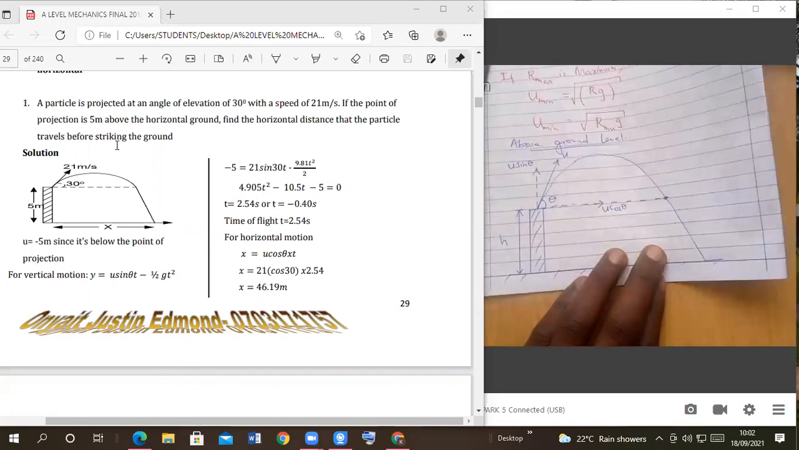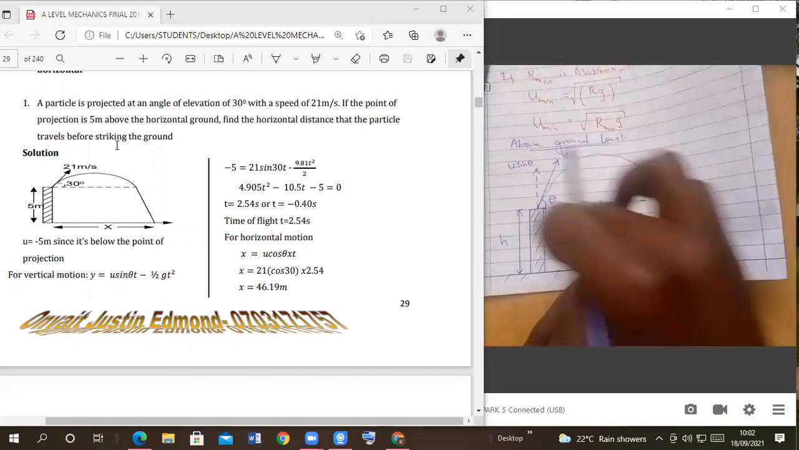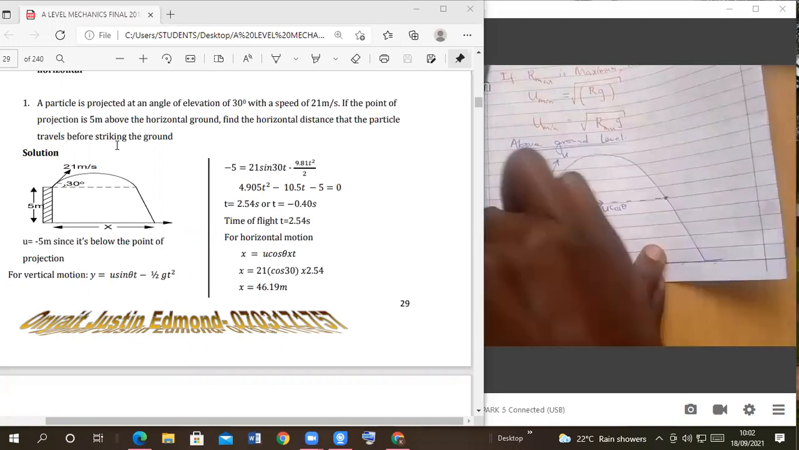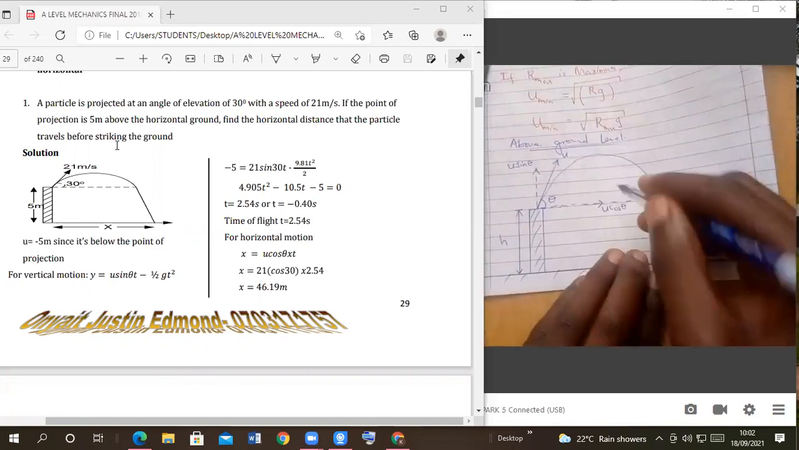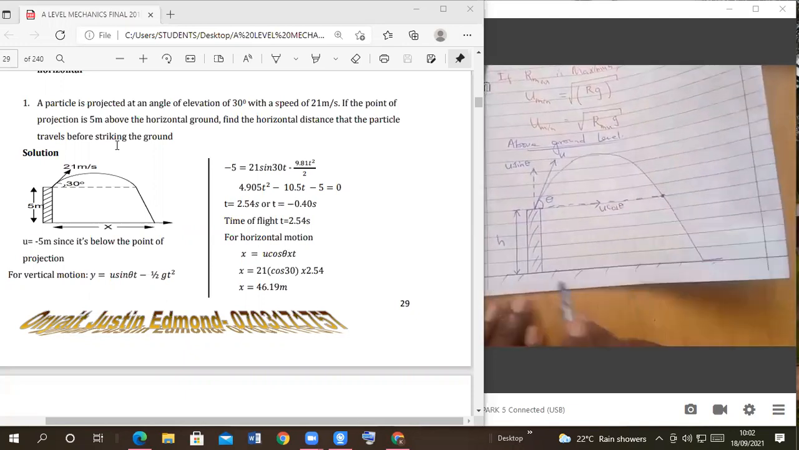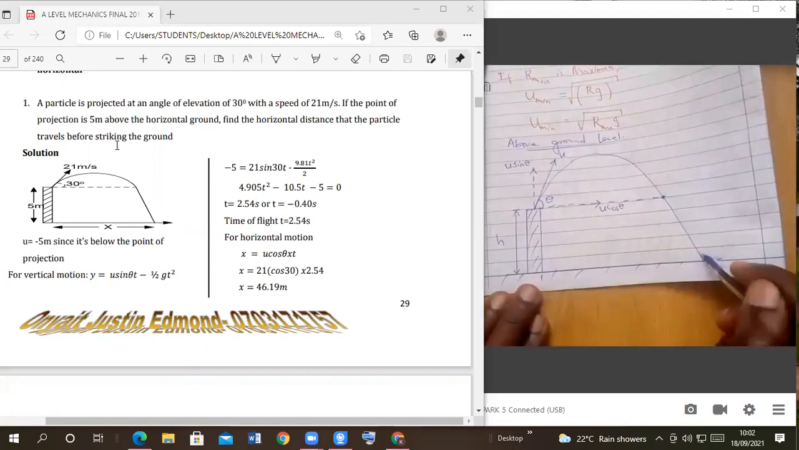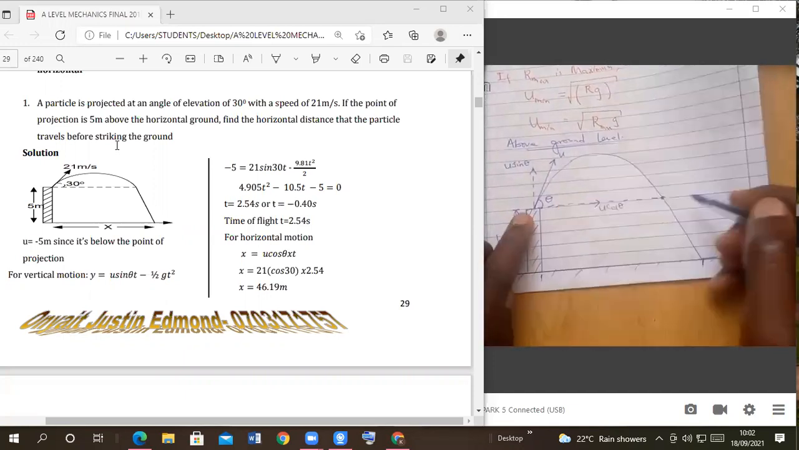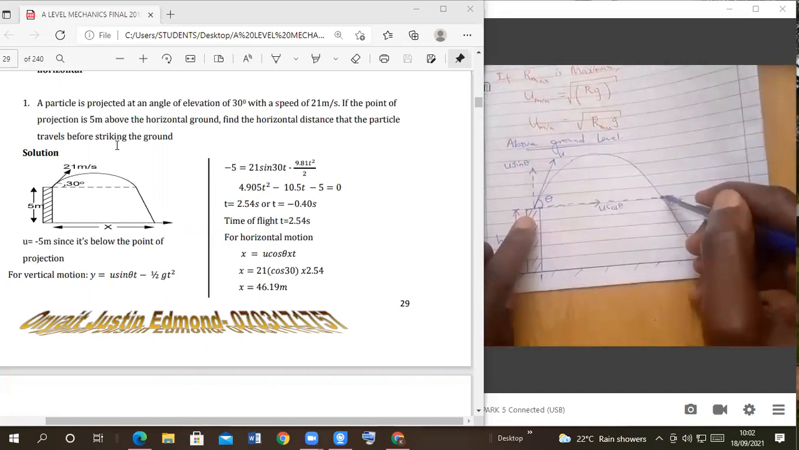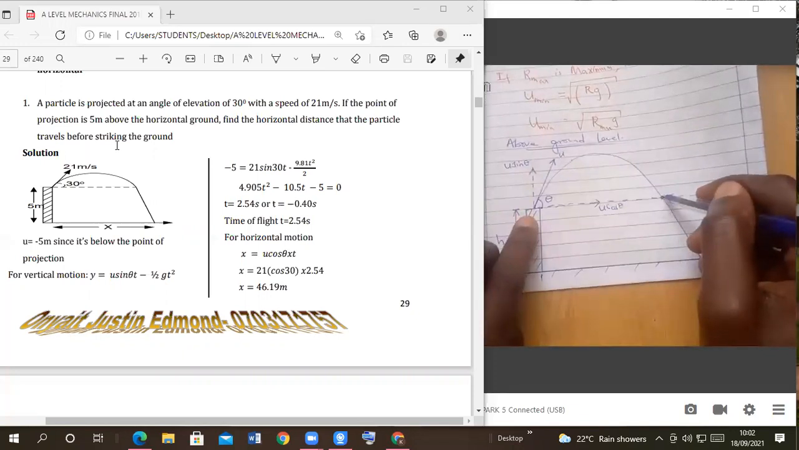The horizontal distance the particle must travel before striking the ground. Because when it strikes the ground, the horizontal distance becomes from this point up to here. But now they're asking for before striking the ground, which is this. That's our range. Members, have you seen that? Yes.